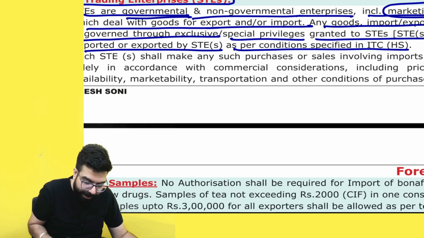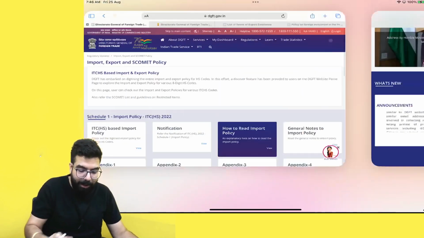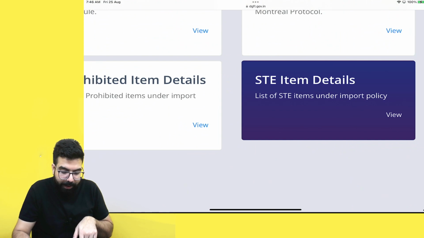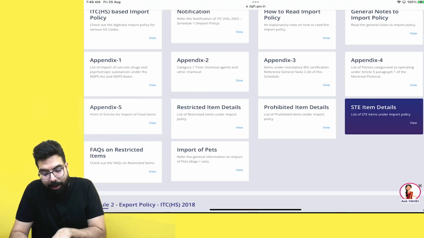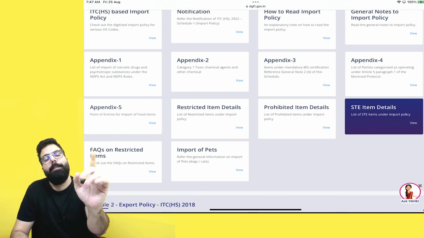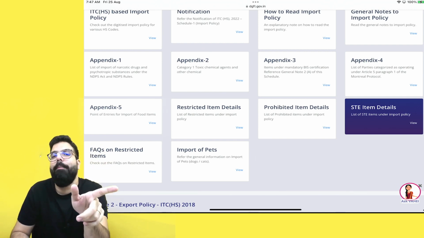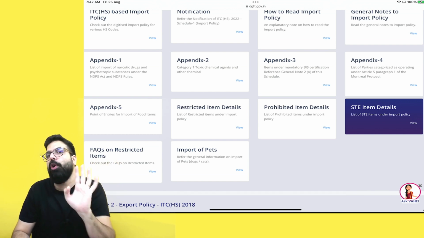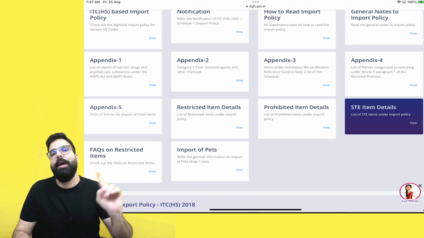I just now showed you the ITC-HS. In the ITC-HS, they have told over here what the items are. If you see over here, this is not opening today. State trading enterprises, if you click over here, you will be able to see what items can be imported only through the state trading enterprises. And if the item which you want to import or export is listed under state trading enterprises, then import and export of that item can only be done through the STE. Done, sir.